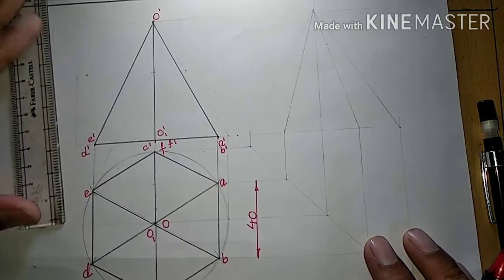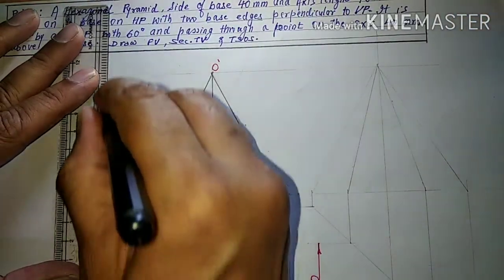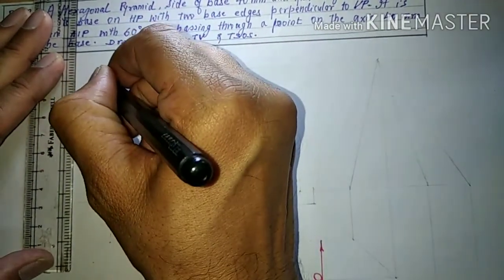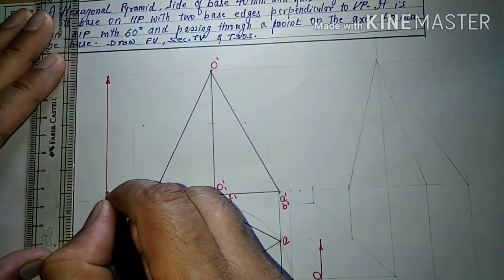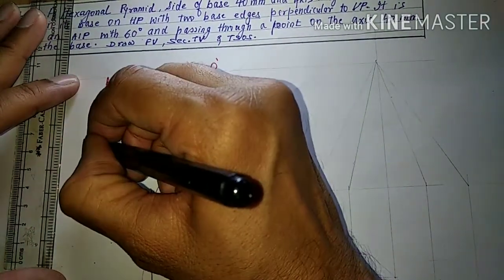Then we'll write down the dimensions for the height as mentioned. Height is mentioned as 70.